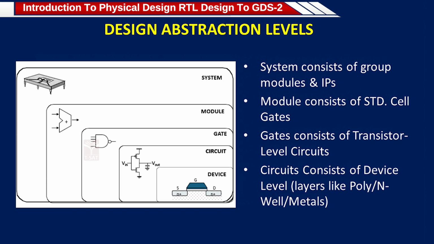Next is circuit level. These gates are built up with transistor level circuits. So the next level is circuit level. And these are CMOS gates, means PMOS, NMOS you have in circuit level. Next level is the device level. All these PMOS and NMOS gates are built with polysilicon, N plus, P substrate, like different layers. That is the device level.